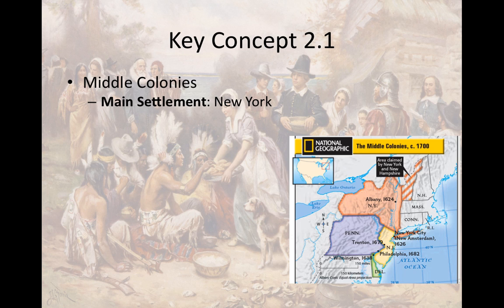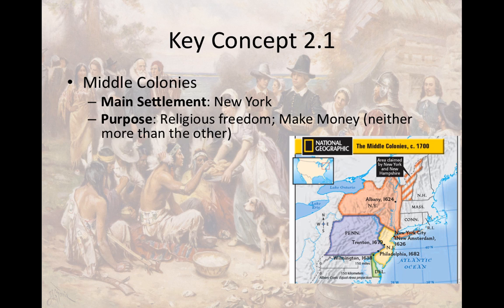Their main settlement was New York, initially New Amsterdam, settled in 1626, then becomes New York when the English take it over. Their purpose was religious freedom and to make money. Neither one more than the other. The Quakers wanted religious freedom, but they also opened up Pennsylvania to a lot of people to settle, because more settlers meant more tax revenue. People who settled in New York along the Hudson River made a lot of money. So religious freedom and money, neither one necessarily more so than the other.